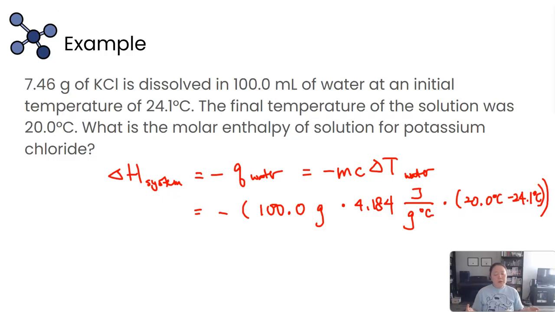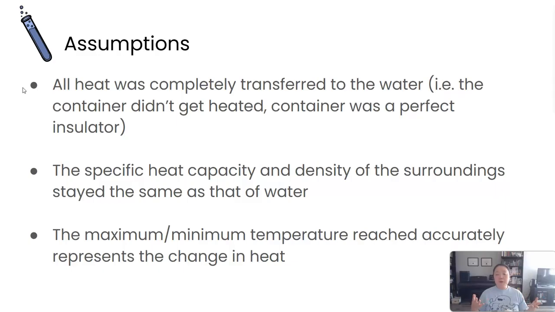So, when you are solving these problems, there are going to be a bunch of assumptions that you are going to use for pretty much all the cases. So here are those assumptions. The first one is all the heat that was being absorbed by the reaction came completely from the water. Nothing else changed. Your container was a perfect insulator and it didn't change temperature, so none of the energy was taken from the container. Nothing leaked outside, and nothing from outside leaked in.